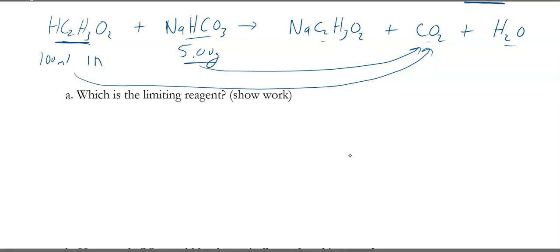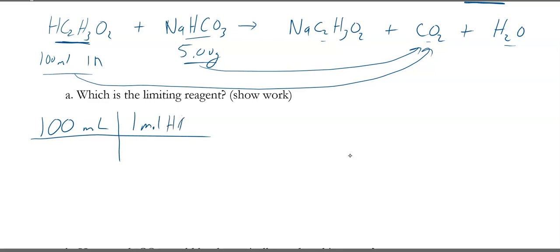So let's work this out, and we'll go ahead and start with the 100 milliliters of 1 molar acetic acid. Again, here we have a volume and a certain concentration of acetic acid, and so if we start with that volume, 100 milliliters, we can use the molarity as a conversion factor to find out how many moles we have. So I know that it's a 1 molar solution, which means that there will be 1 mole of the substance HC2H3O2 per 1,000 milliliters.